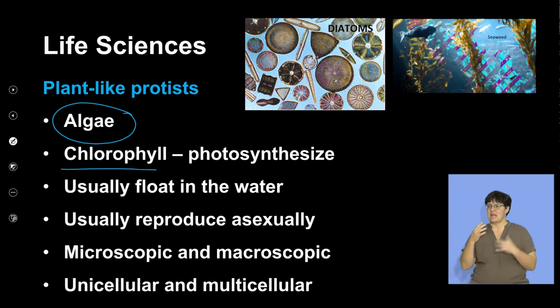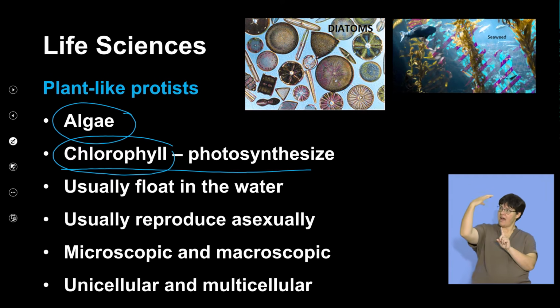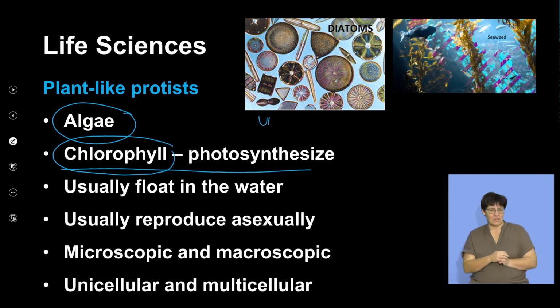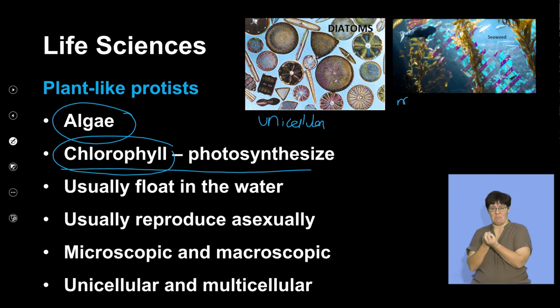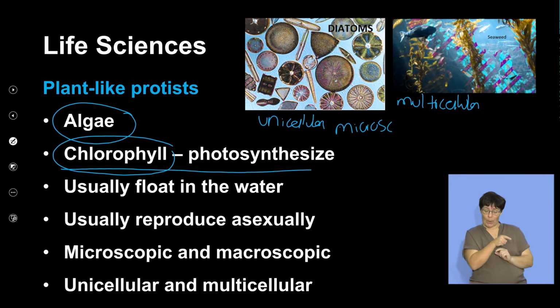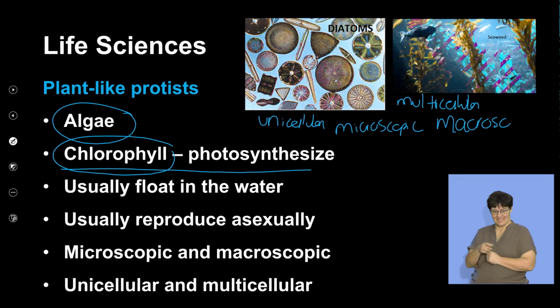Now, what can the algae do? Guys, algae can photosynthesize. They've got chlorophyll, they're usually green, and they can make their own food. Now, when we look at algae here, you will see these are unicellular, and these are multicellular. These are microscopic, and these are macroscopic. So what we've got is really small and really big. So that's what I say to you.